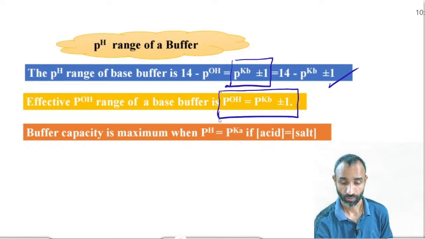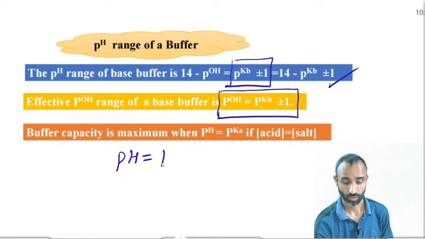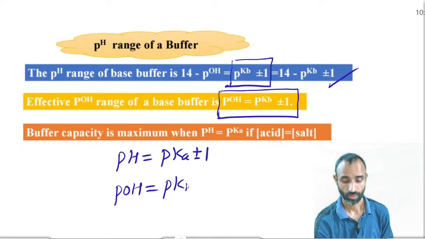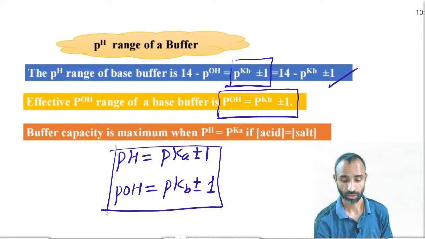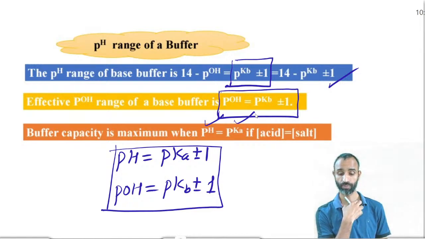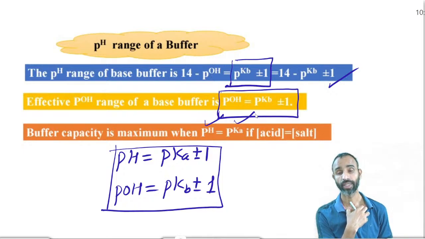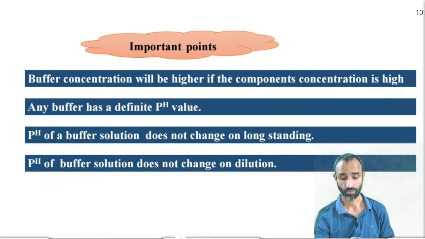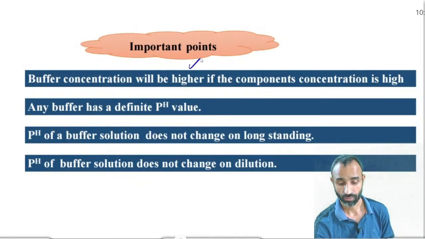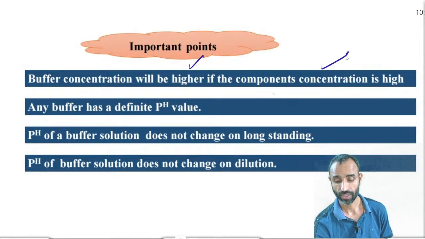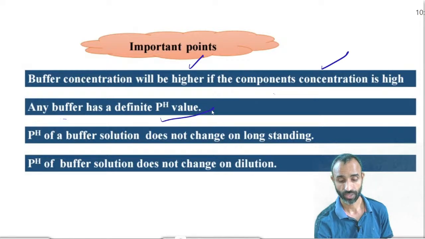So for acidic buffer, pH equal to pKa plus minus 1. For basic buffer, pOH equal to pKb plus minus 1. Buffer capacity is maximum when pH equal to pKa, that is, if acid and salt concentrations are equal, that buffer has maximum buffer capacity. Buffer capacity will be higher if component concentration is higher. Any buffer has a definite pH value.